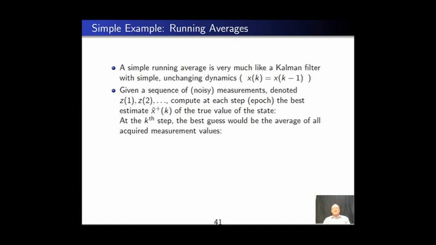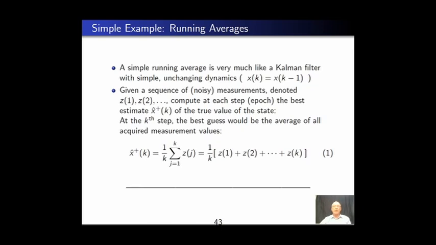So given a sequence of noisy measurements denoted by the Z's, let's compute at each step the best estimate x hat plus at time k of the true value of the state. At the kth step, the best guess would be the average of all the acquired measurement values. So it's just a normal sum of all the measurements, starting from the oldest, Z1, through the latest we have just received, Zk. Add them all up and divide by k, and that gives us an average. So that's what x hat plus at time k will be.